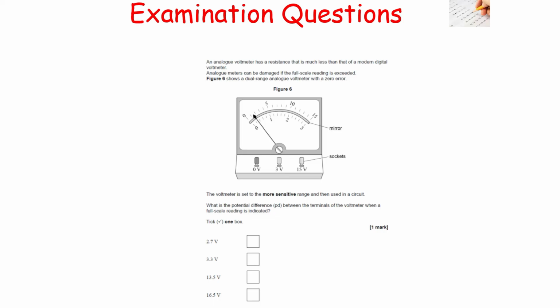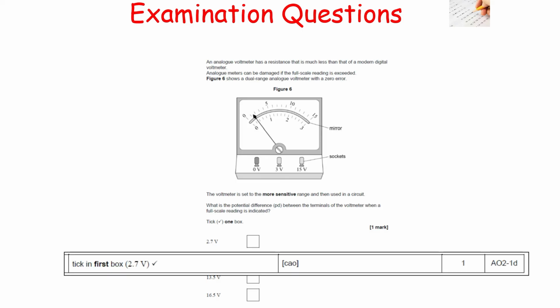And then it also says that the meter can be damaged when the full scale reading is exceeded, so therefore our value is going to be 2.7, because the biggest value you can get to is 3, but you want to be going to the one before that, so therefore we're looking at 2.7.